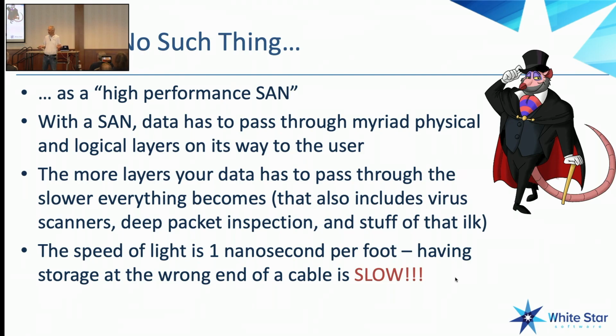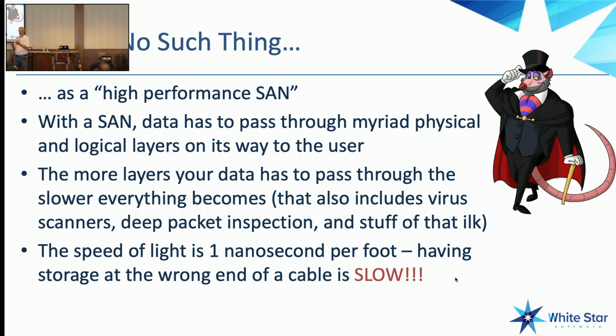Anybody try to have a high-performance SAN? The problem with SANs is that the data has to go through layer after layer after layer. So your CPU needs some data, and it's going to try to get that data. It's going to make a request to a disk controller. The disk controller is going to take that request and put it on a network controller. The network controller is going to put it out on the network, and it's going to go through a couple of switches and fabric and whatever all you got, and then it's going to get to the SAN.